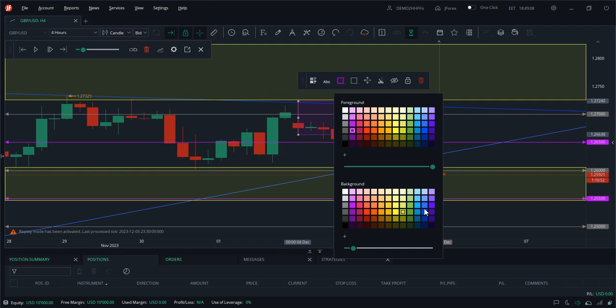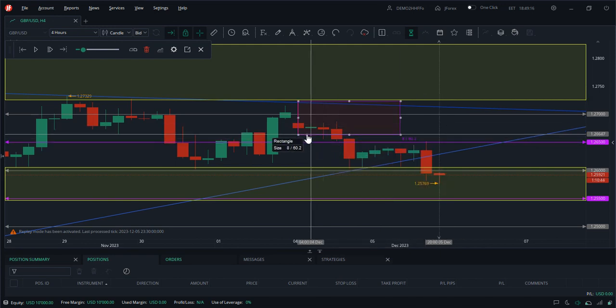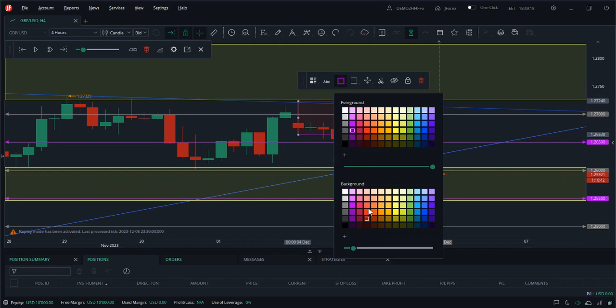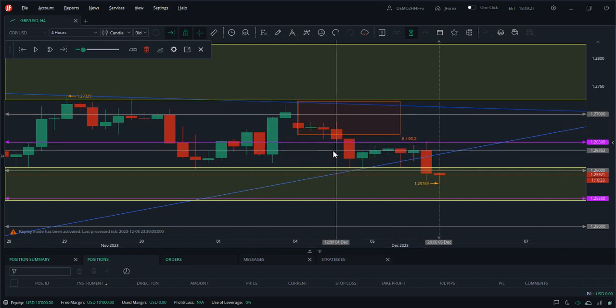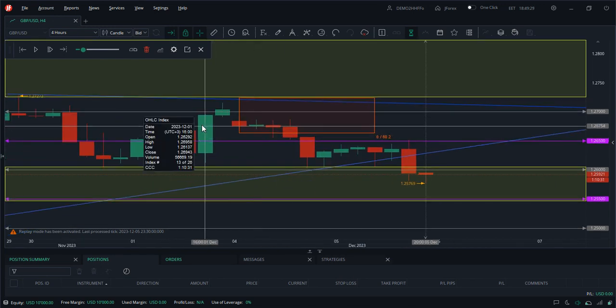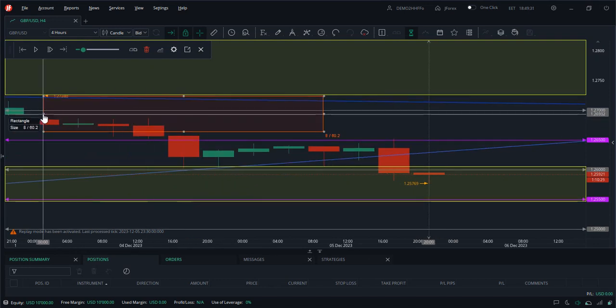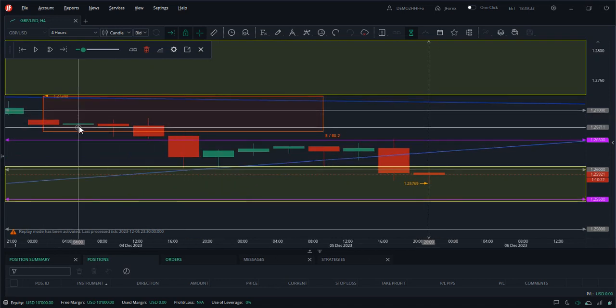Let me change the background to red. Change the body again, it has the same color as the orange one. No, orange. All right, so now I have a different color. Now the first two candlesticks to form: this one formed, and this one was the second candlestick.